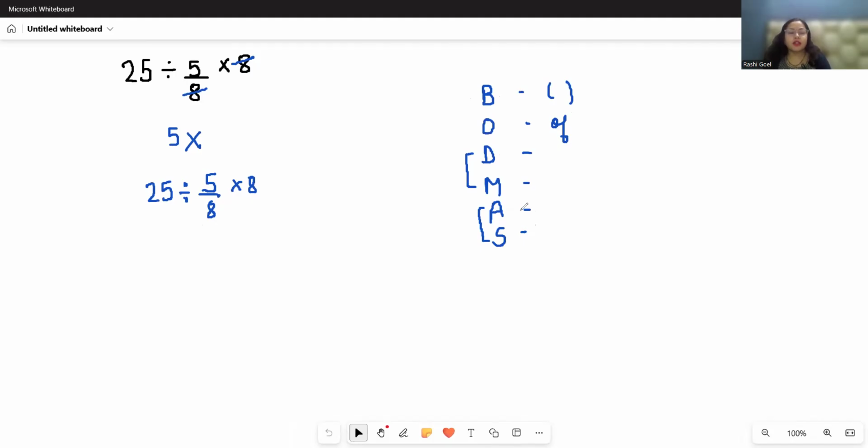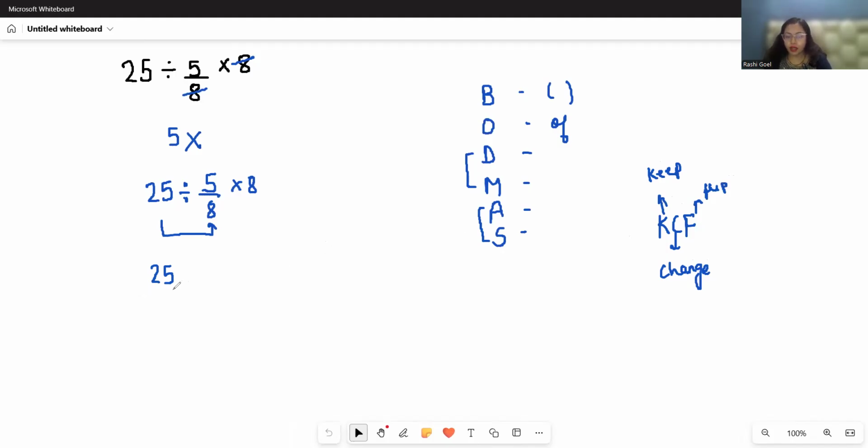So as we said, division and multiplication have the same priority, you just have to solve from left to right. So if we solve from left to right, first there is a division sign. So how can you solve this, 25 divided by 5/8, by following the KCF rule? K stands for keep, C stands for change and F stands for flip. So let's apply this rule.